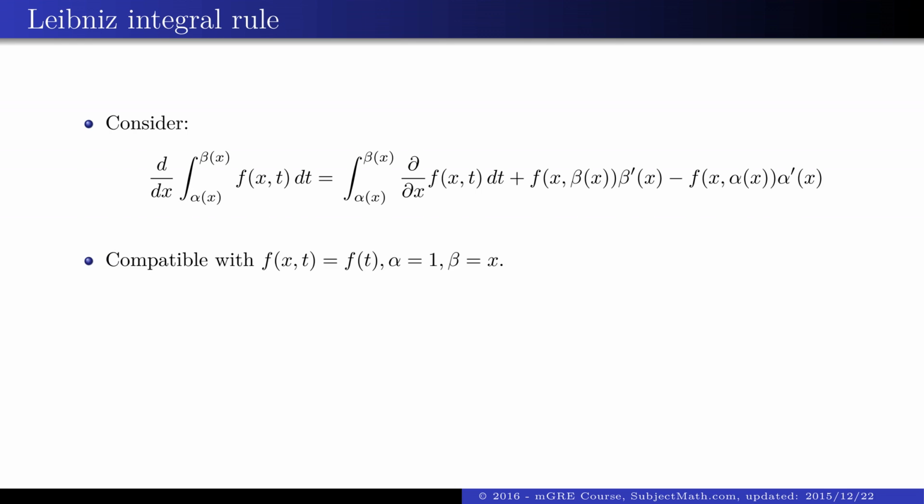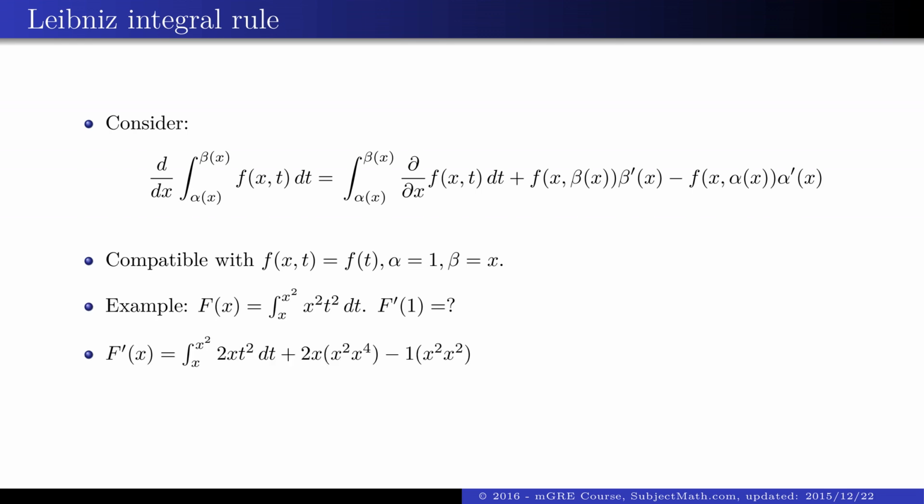Notice that when f is a function only of t, alpha is constant and beta is x, we get the fundamental theorem of the calculus. Take this function, for example. Apply the Leibniz rule and plug in 1 to get the answer.